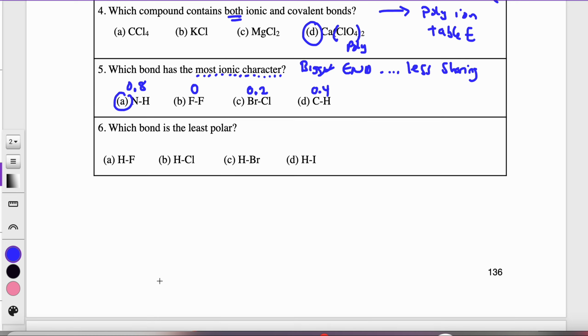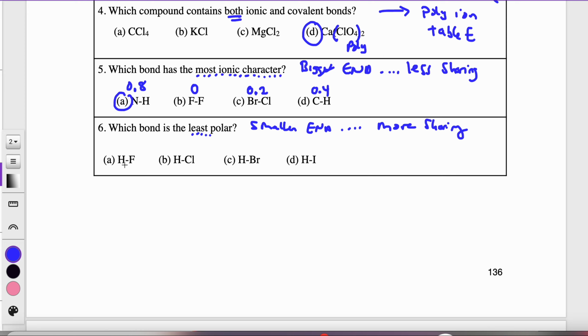Question six would be kind of the opposite process. It asks which one is the least polar, which means it has the smaller END, meaning there is more sharing. Once again, calculate the ENDs.